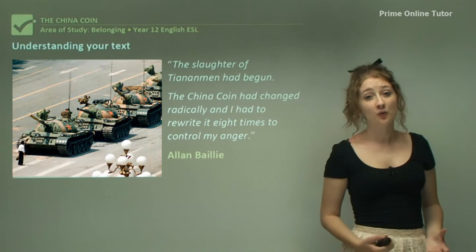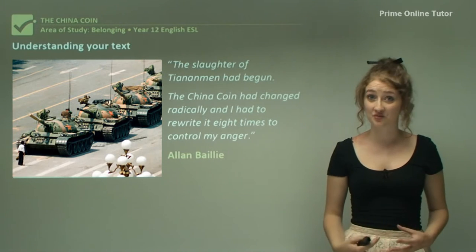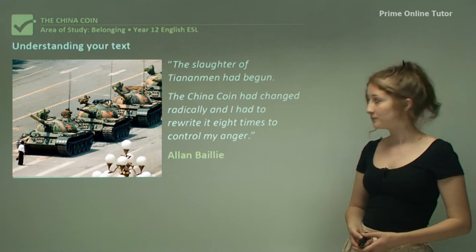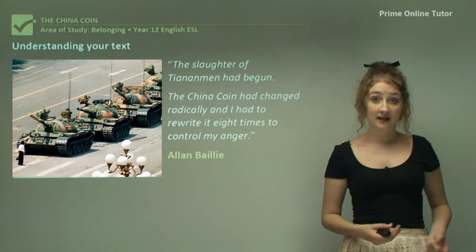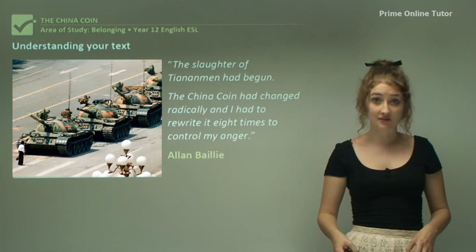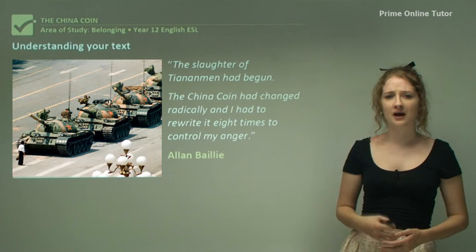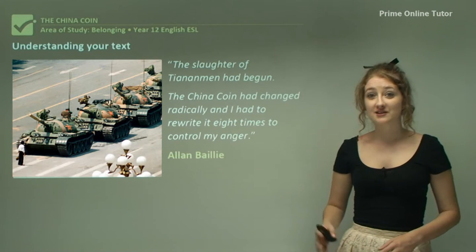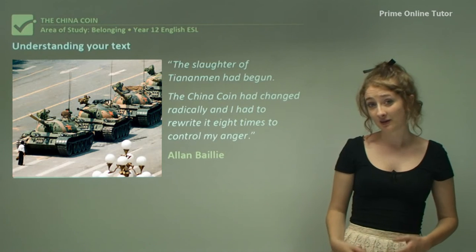So if we take a look at this quote, which is actually by the author, you'll see the way in which he was really personally influenced to produce this text. "The slaughter of Tiananmen Square had begun. The China Coin had changed radically, and I had to rewrite it 8 times to control my anger." So you really get that sense here that the author has been personally influenced by this event to the extent that he's emotionally stirred up about it. He's rewriting these texts over and over again so that it really expresses how awful these events were. So it's obviously really important that you have an understanding of what these events were and what really influenced Alan Bailey to produce these works.